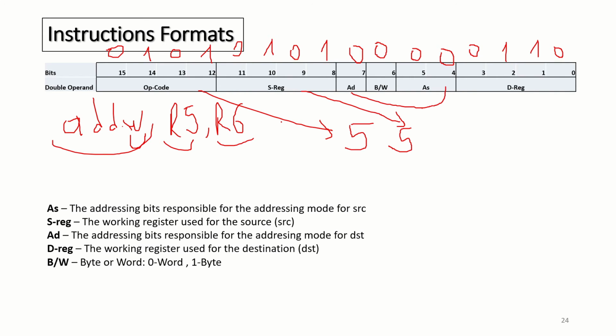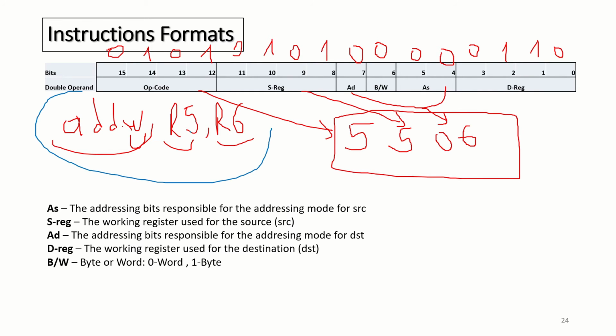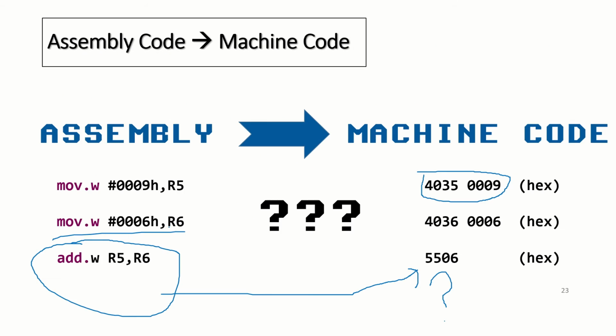We have 0 from this section. And we have 6 for the D register. So you can see that this assembly instruction has been converted into machine code as 5506, just like in this example.